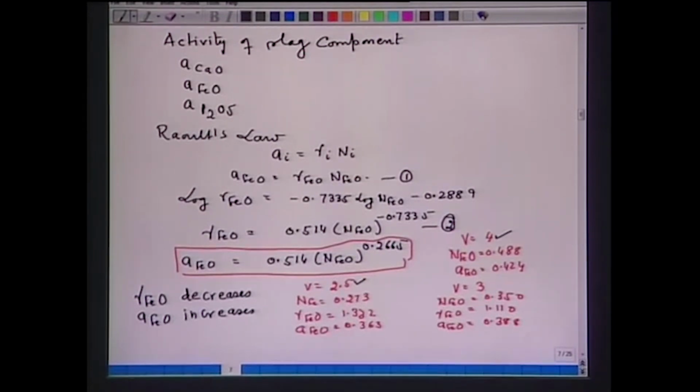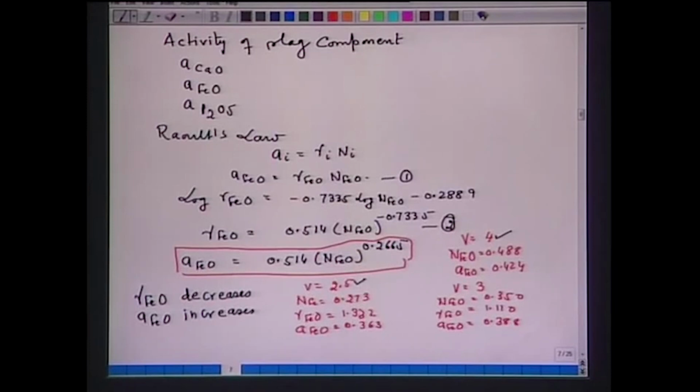So that is the important consequence of this particular calculation, that an increase in the V ratio, that is an increase in the basicity, increases the activity of FeO, and one can understand that also. If you consider the CaO-FeO-SiO2 system, then as we increase the amount of calcium oxide, the FeO becomes free, and hence its activity increases. So, it is logical also.